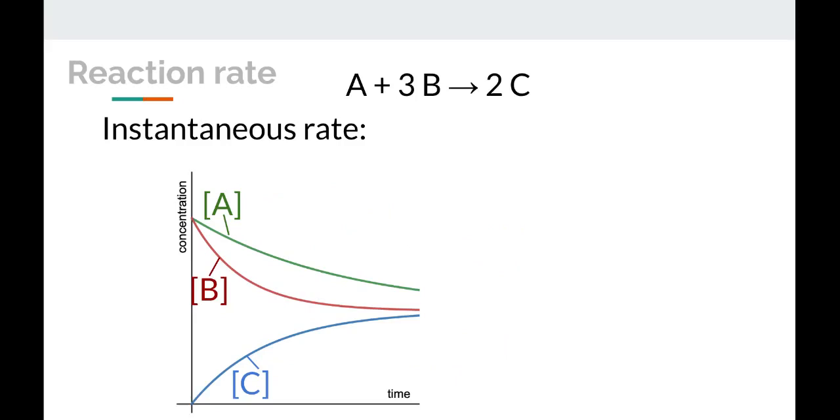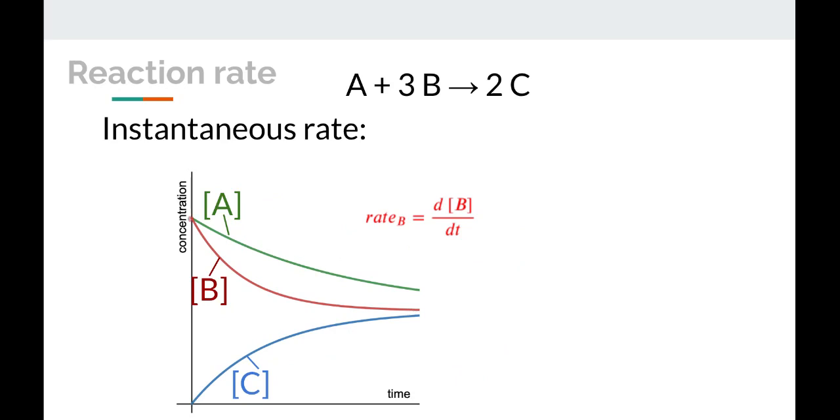Another way we can think about rate is not as an average, but at an instant in time: what is the rate at that moment? Here we have to think using calculus notation. Instead of thinking about delta B over delta t for B, for example, we would think about dB over dt, which means what is the slope when the difference between the beginning and the end point drops to basically zero.